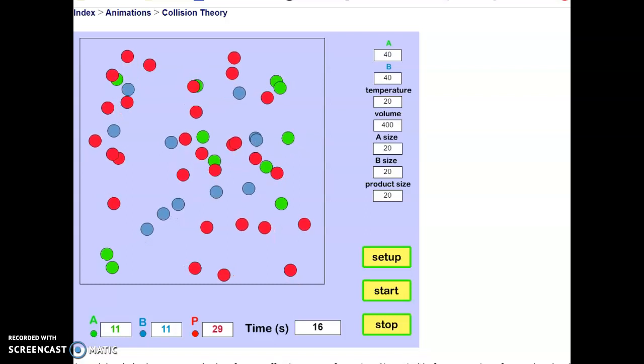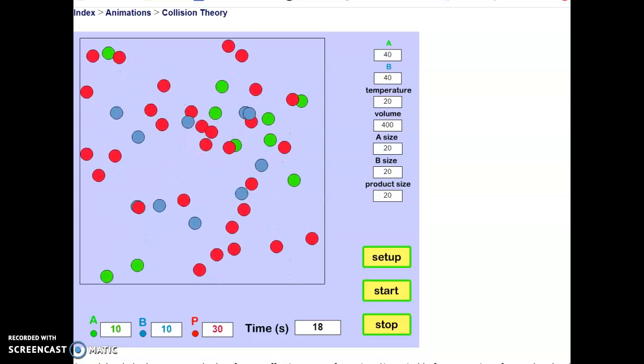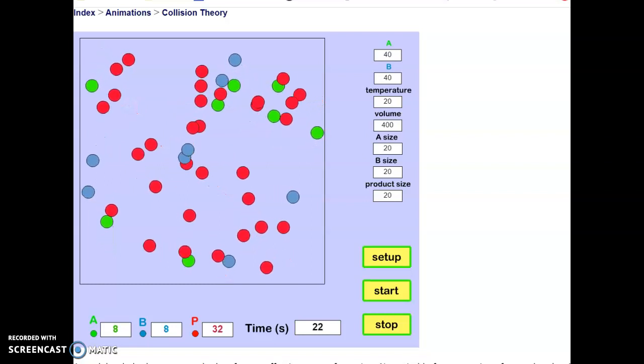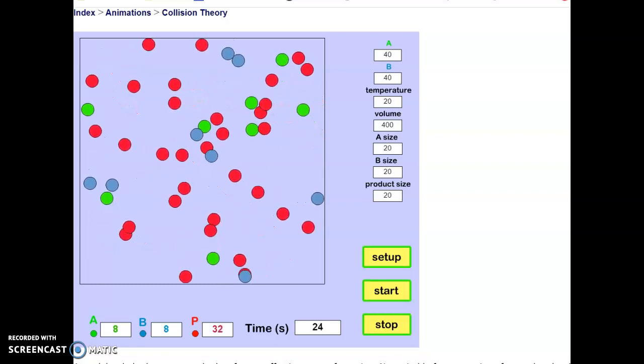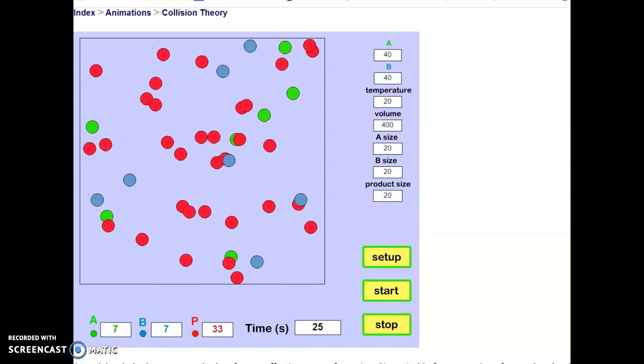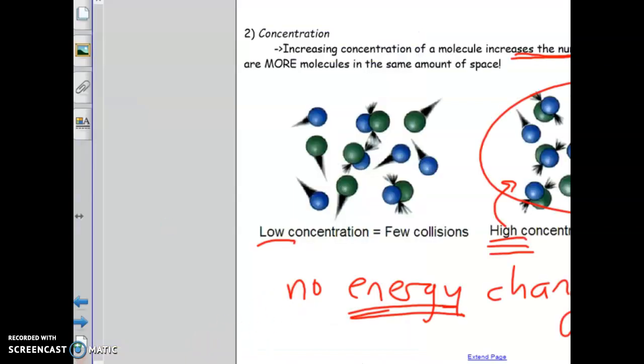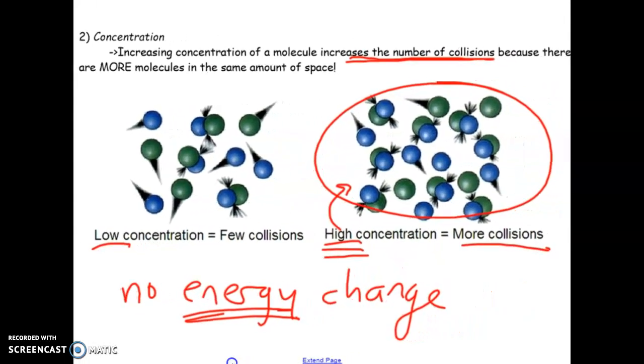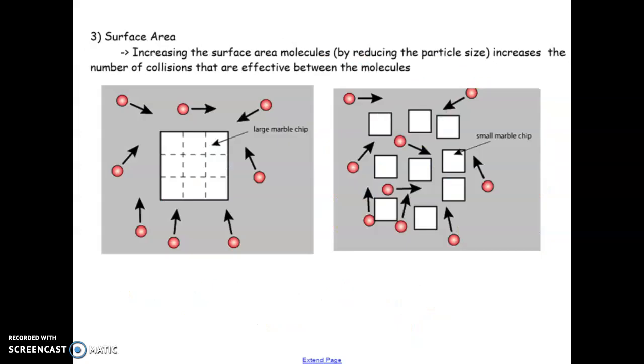So let's say you had 80% successful collisions. You're still going to have that. It's just that there's more collisions happening, so there's more product that's made. Okay, so that's concentration. So temperature affects both the energy and the collisions. Here we have just the collisions being affected.